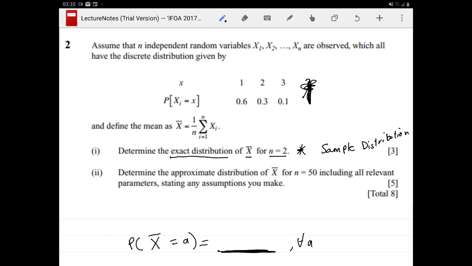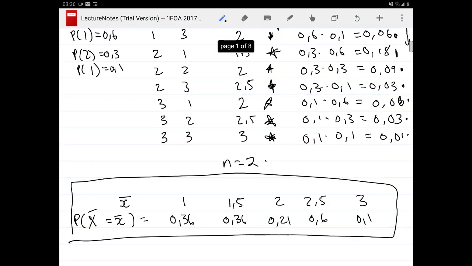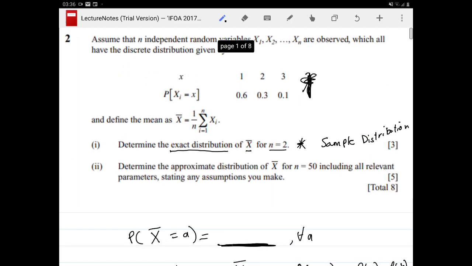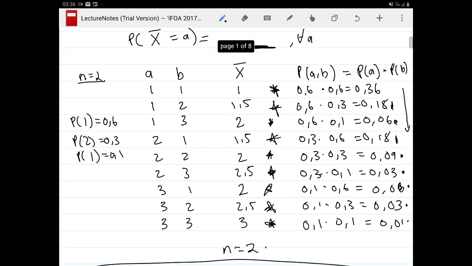Question 2 says, determine the approximate distribution for x bar for n equal to 50, including all relevant parameters and stating any assumptions you make. So if they asked us for an exact distribution, which thankfully they did not, for n equal to 50, we could do this exact same thing, where we've got 50 different draws and 3 different options for each case. So you would do this massive table, figure out the value of your x bar, figure out the probabilities, and it's not difficult in terms of understanding, but it's difficult computationally and you need a spreadsheet.